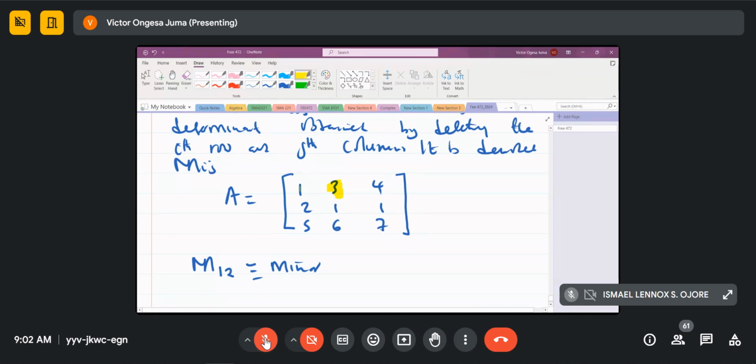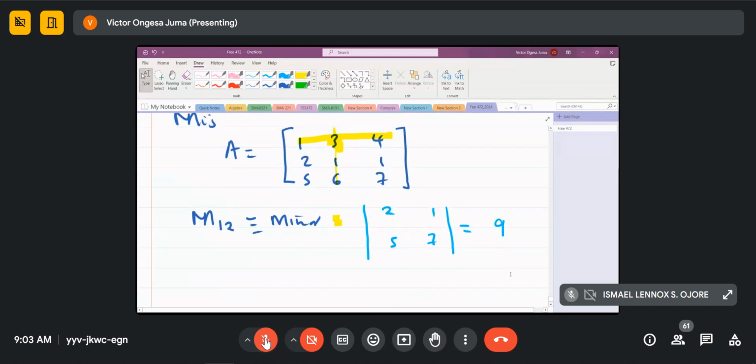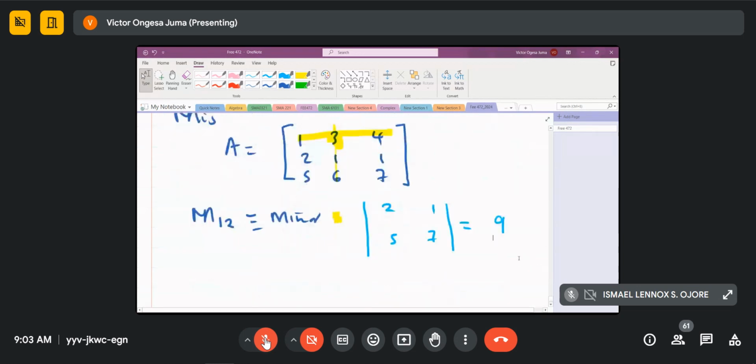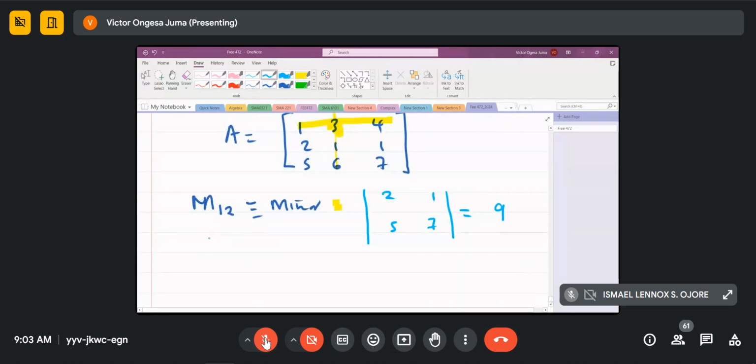So you delete the row and the column. This minor will be the determinant of 2, 1, 5, 7, and this gives us 9, right? So that will give us 9. And so, having defined what a minor is, can you define what a cofactor is?